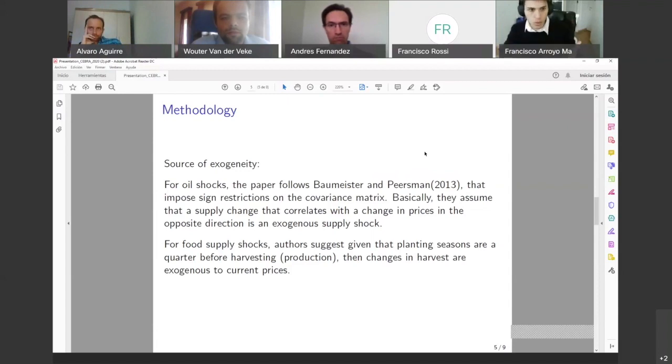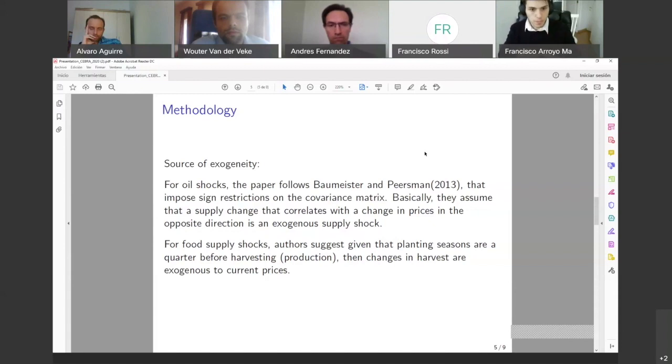And then, of course, the ultimate question is where does the exogeneity, to identify the spillovers, come from? In the case of oil shocks, they follow the criteria of Baumeister and Peersman: if in the very immediate run supply goes one way and price goes the other way, then you assume that is a supply shock, and you use that as your identification strategy.